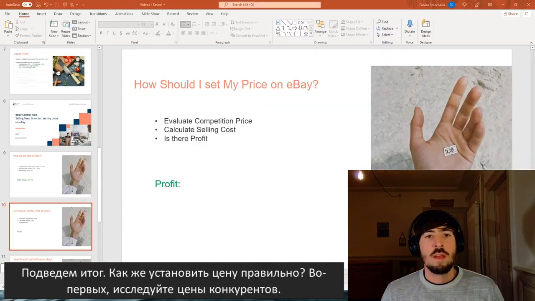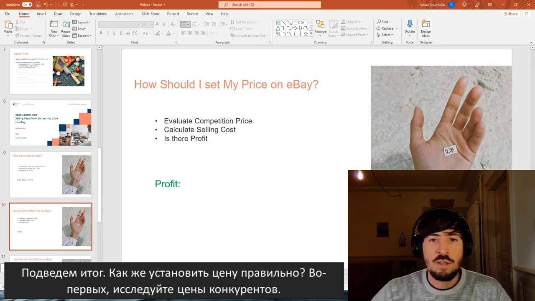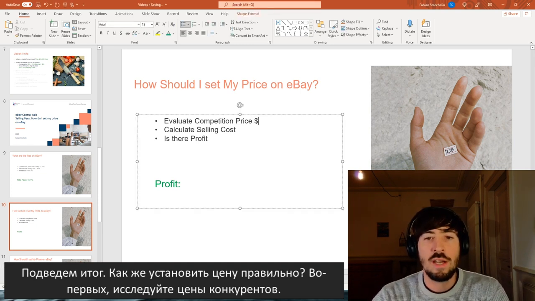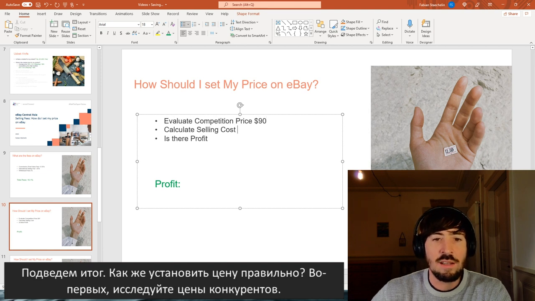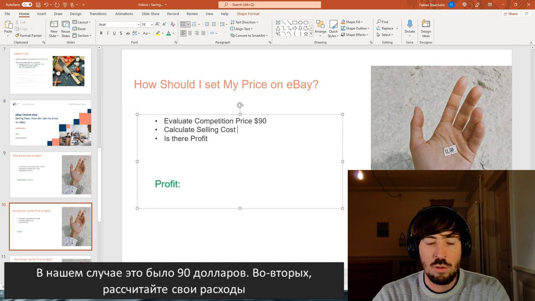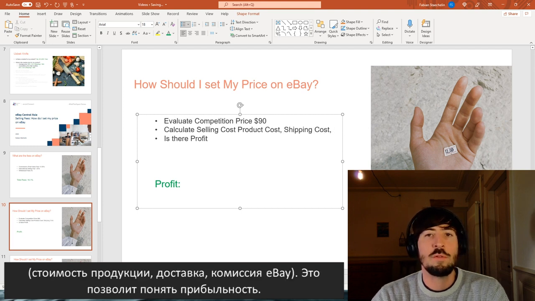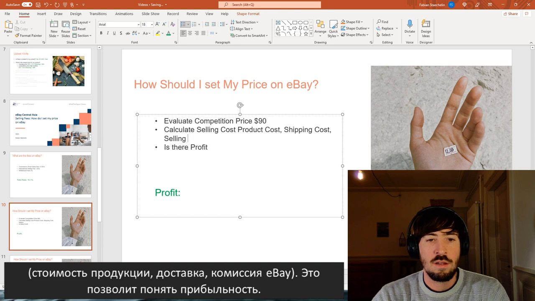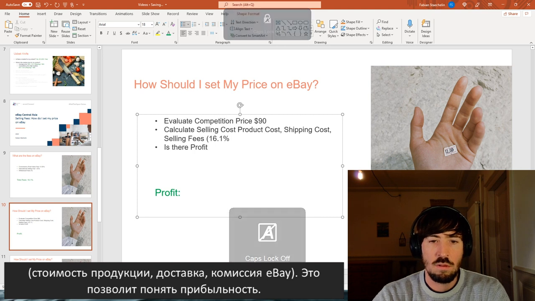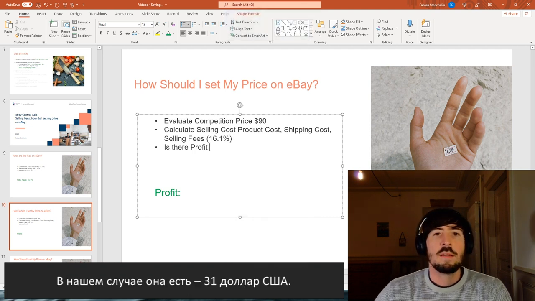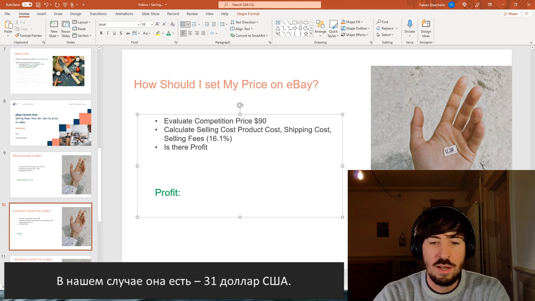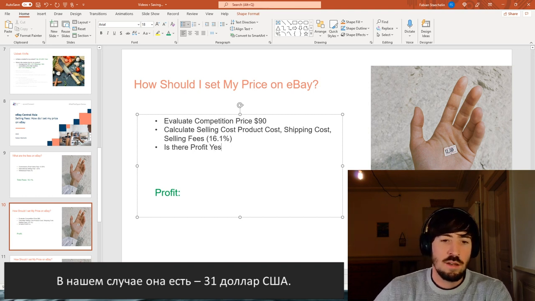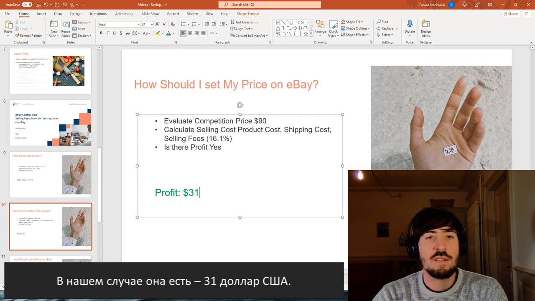Let's sum this up. How should I set my price on eBay? First, evaluate your competition price. In our case, it was $90. Secondly, calculate your selling costs. You have to know the product cost. You have to know the shipping cost. And you have to know the selling fees. This will allow you to understand whether there's a profit. In our case, is there a profit? Yes. Profit was $31 in this example.